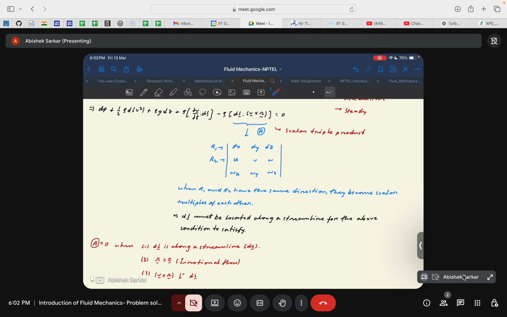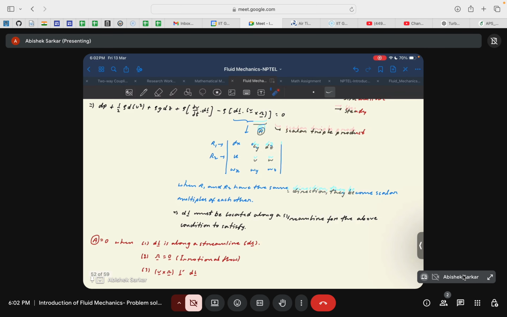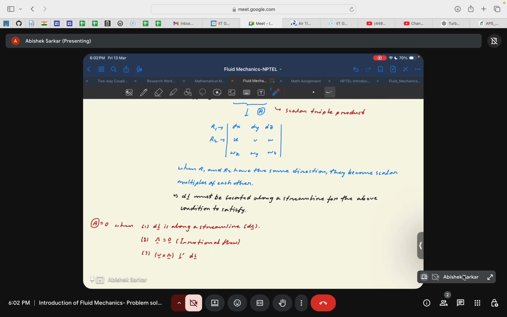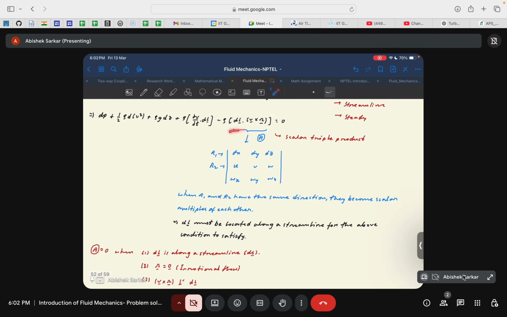That's the first case. Second, in fact there are three cases. If the flow is irrotational, then again this term is equal to 0. Then the flow being along the streamline is not a necessary condition. And the final consideration is that the product of v cross omega has to be perpendicular to dl, which is again a very specific case which usually doesn't occur in any kind of analysis that I know of.